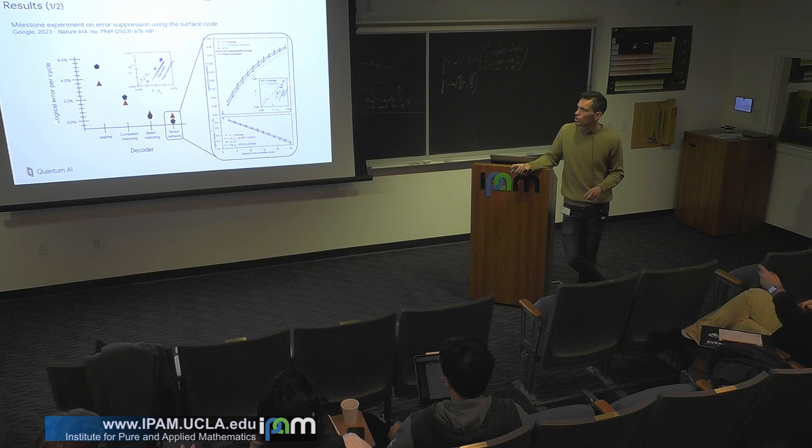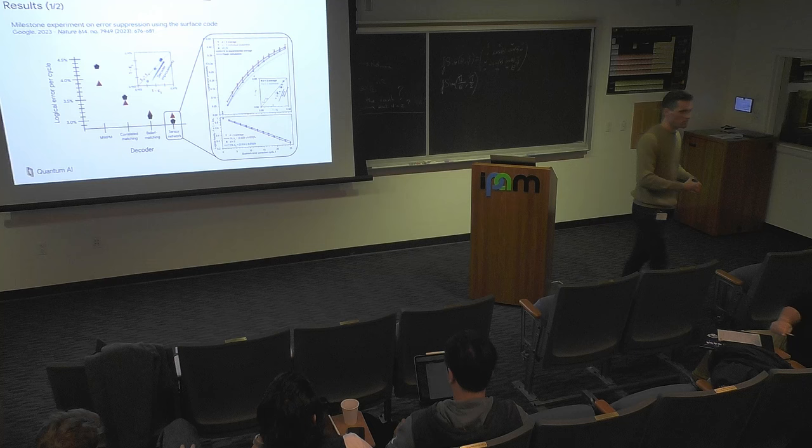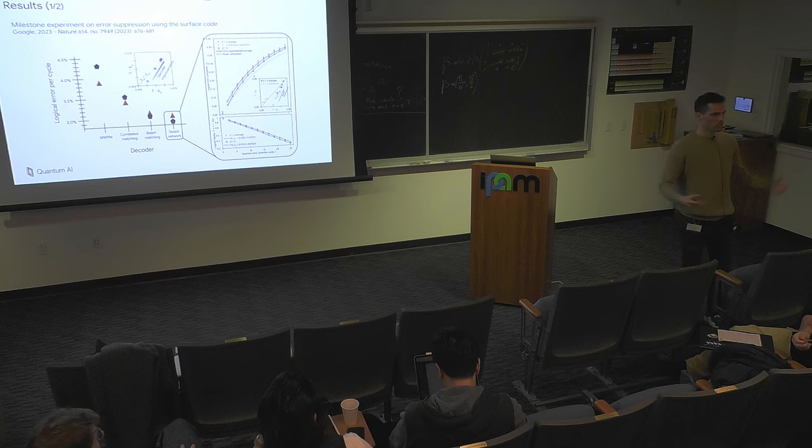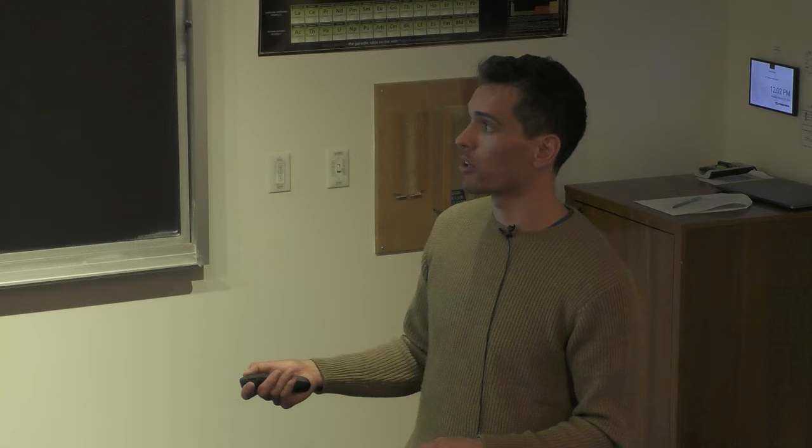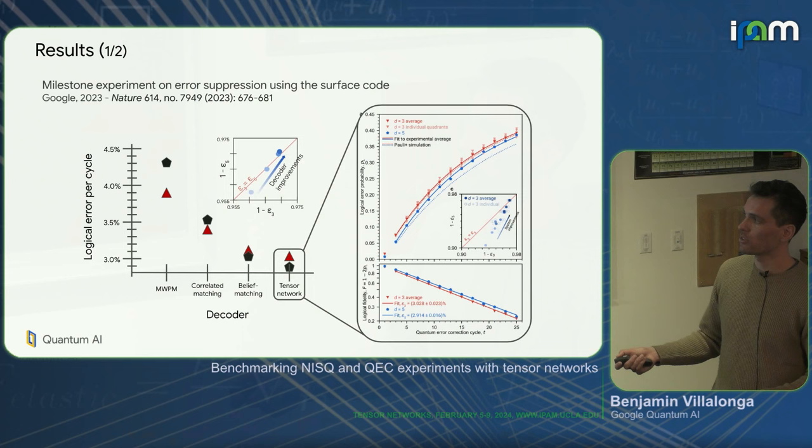Well, if you have low enough error rates in your system, then implementing the surface code properly will give you an error suppression as you increase the distance. We just had access to two distances, distance 3 and distance 5. And our goal at the end of the day is to see the pentagon under the triangle, to see a logical error per surface code cycle that is lower with the larger distance.